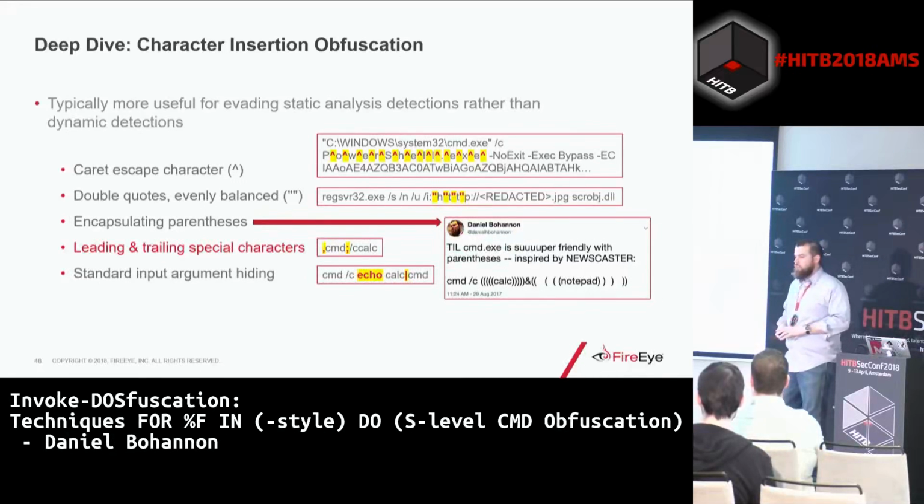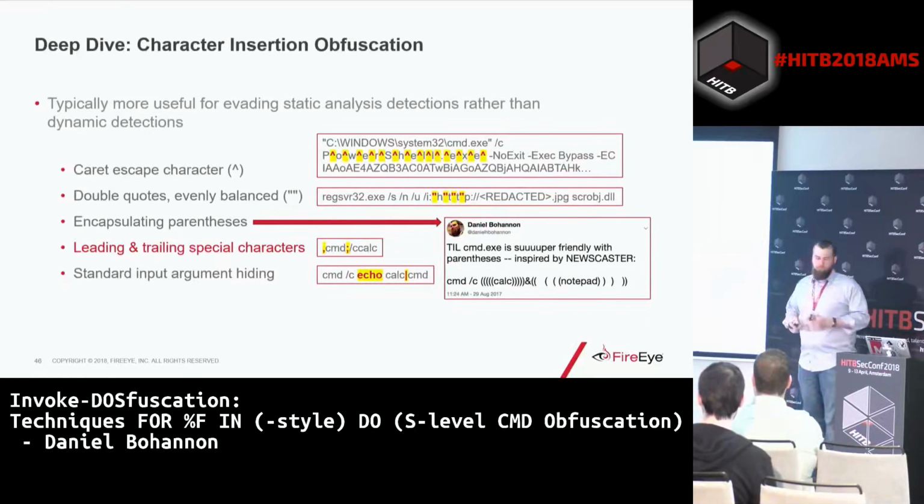I mentioned APT32's use of double quotes. Again, it's far more flexible than the caret character. Encapsulating parentheses, this was one that I actually came across investigating some newscaster activity. And I don't really think they were using it for obfuscation purposes, but I'd never seen it used before.